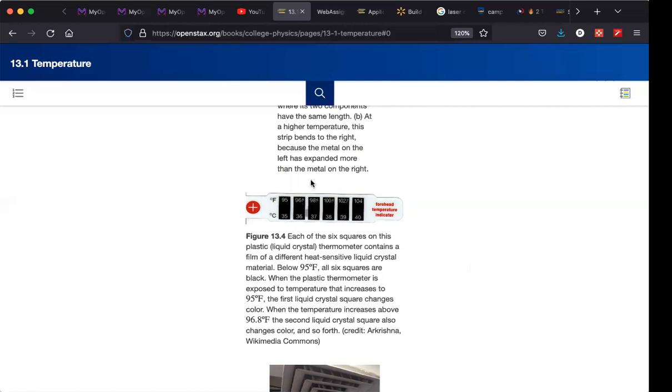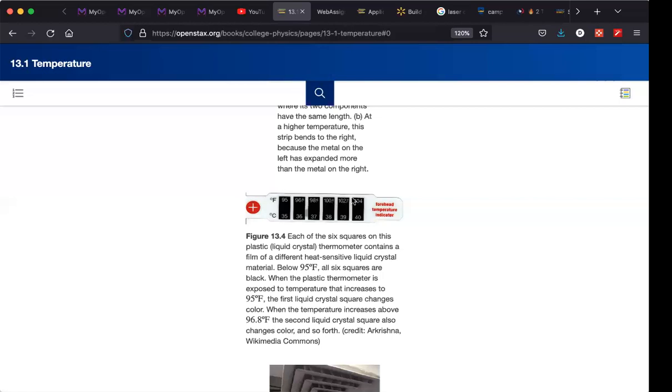These ones are designed to change color with thermal energy. So as it gets hot, these things start to change color. This one changes color at 95, and this one at 96, this one at 98, this one at 100, this one at 102, and this one at 104.